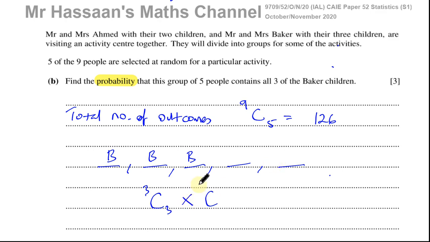So we've got 6 people left, okay? Because we've chosen 3 of the children. So there's 6 people left to choose from, okay? So these 2 spaces are for the 2 remaining people out of the 6 that have not been chosen.